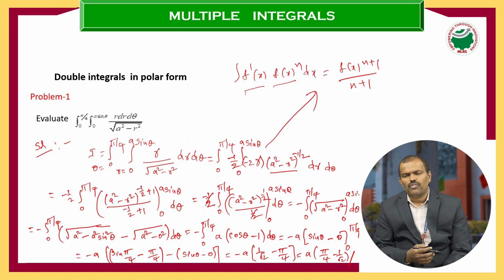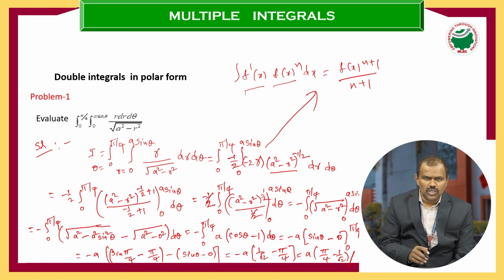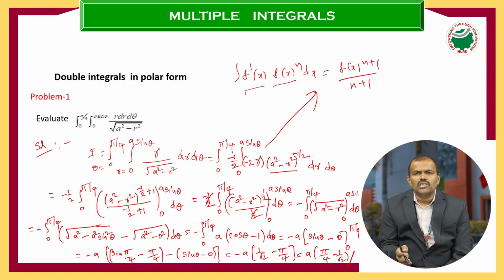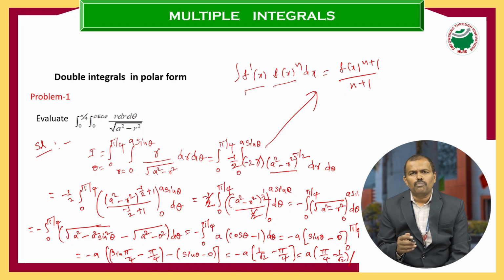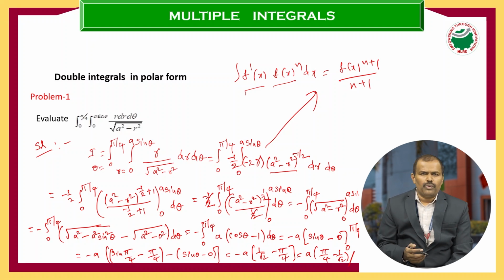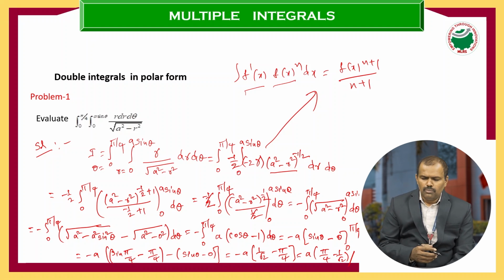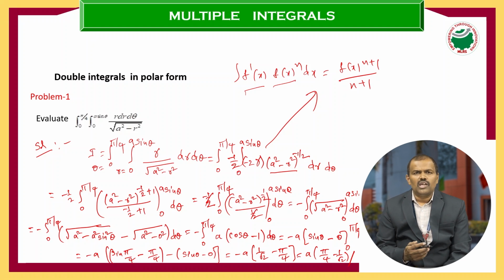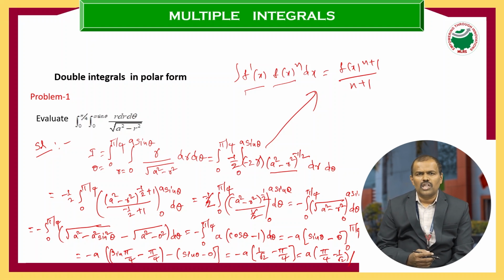So now we have to integrate with respect to theta. The integral of cos theta is sin theta, minus the integral of 1 d theta is theta. Then finally I have to apply the limits of 0 to pi by 4. So here, in place of theta, I apply the upper limit pi by 4: sin pi by 4 minus pi by 4, minus the lower limit: sin 0 minus 0.